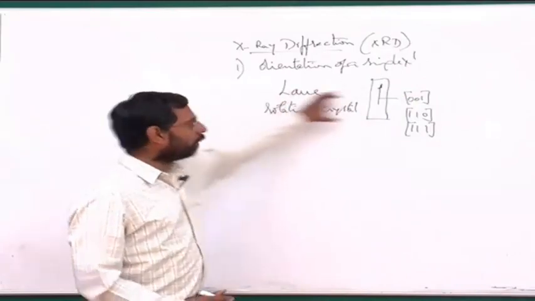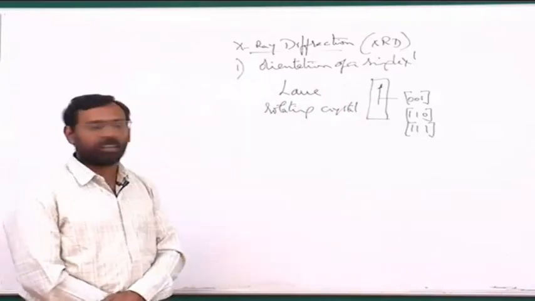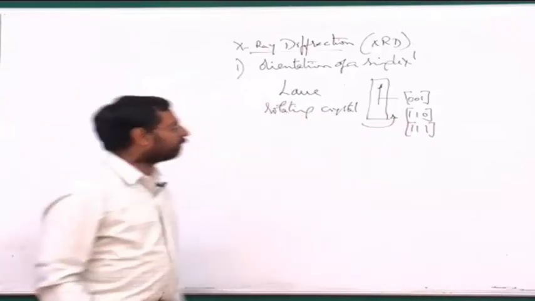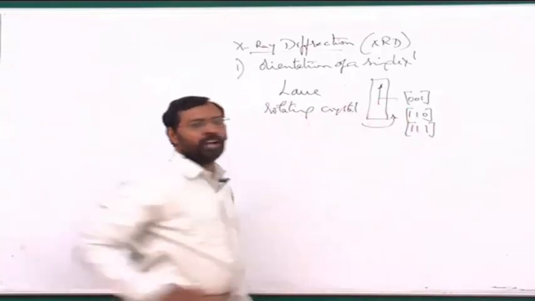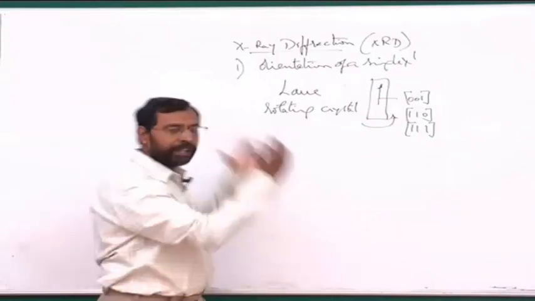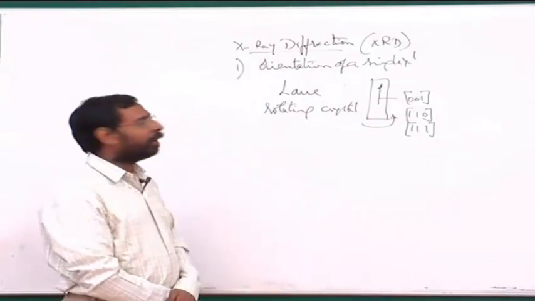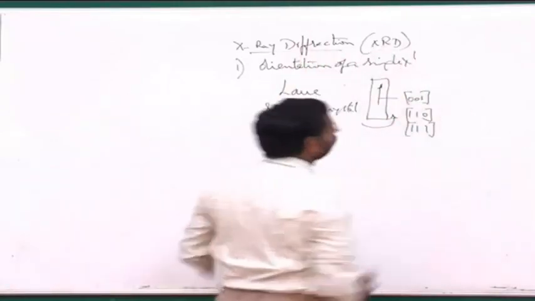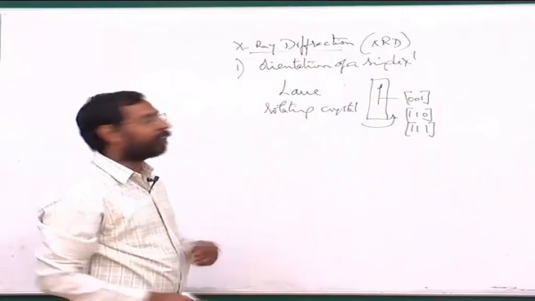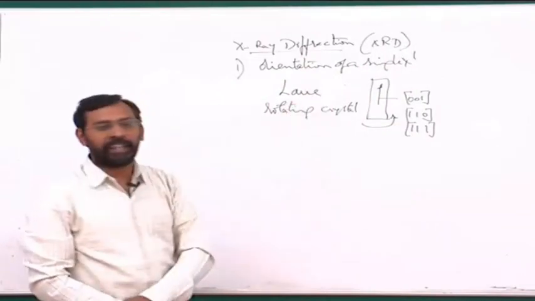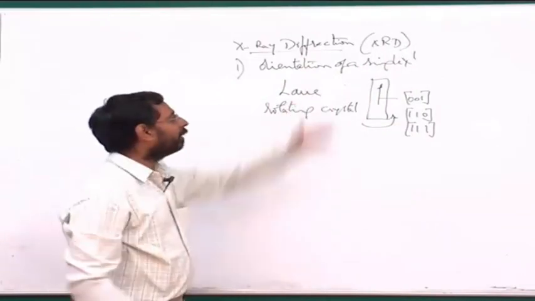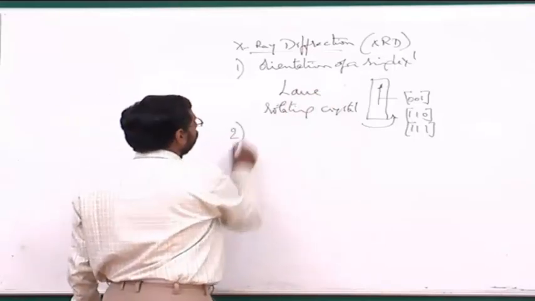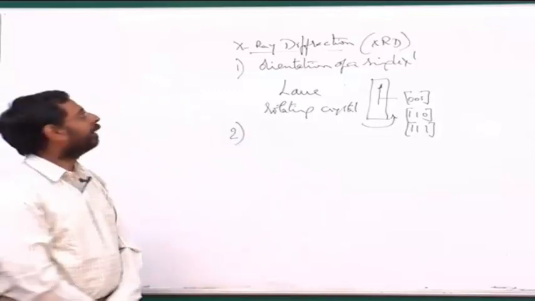The second technique is the rotating crystal technique, where the single crystal is made to rotate and an X-ray is allowed to fall on it. The diffraction pattern is generated on a cylindrical film which is kept around this single crystal, and you can analyze the diffraction pattern and get to know what is the orientation. So this is one of the important applications of X-ray diffraction.